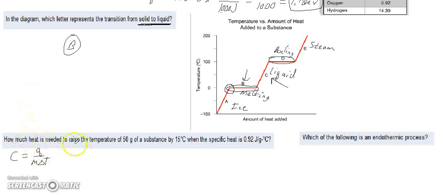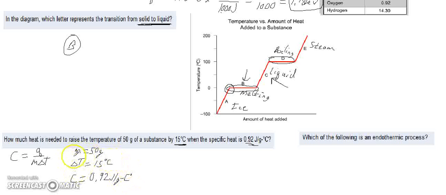Now we're looking at our question. And if it's helpful, guys, I would write these down. Write down the variables on a piece of paper. So when you're reading a question like this, go through and say, okay, 50 grams. M equals 50 grams. There's my mass. Of a substance by 15 degrees Celsius. I know that it changes. Change in temperature equals 15 degrees C. And then when my specific heat is this, C is the specific heat, 0.92. Write out all the units here.